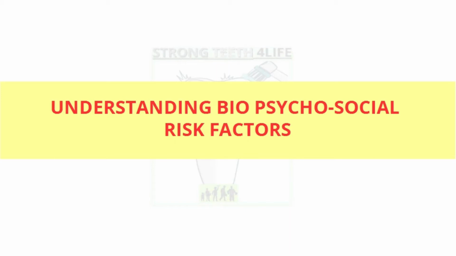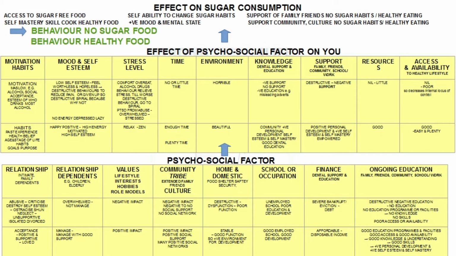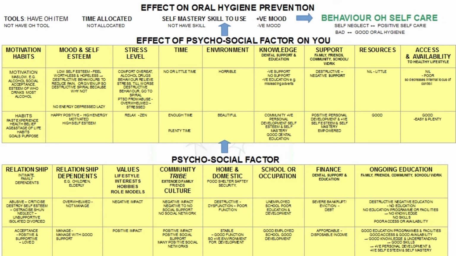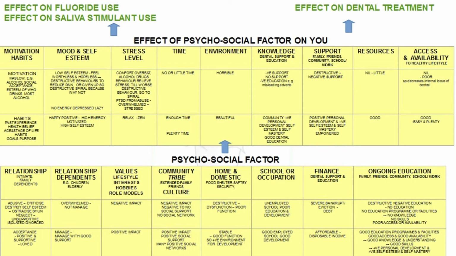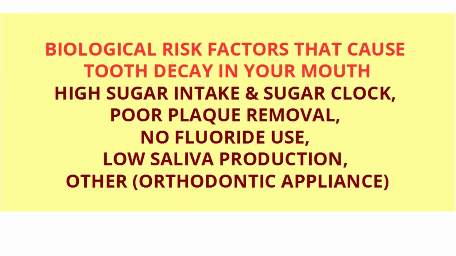Understanding biopsychosocial risk factors. Biological risk factors that cause tooth decay in your mouth include high sugar intake and sugar clock, poor plaque removal, no fluoride use, low saliva production, orthodontic appliances.